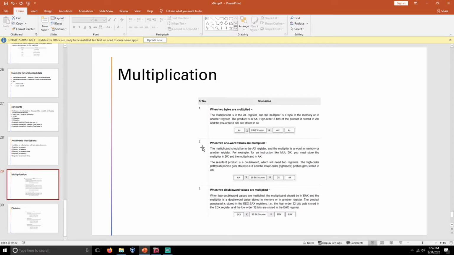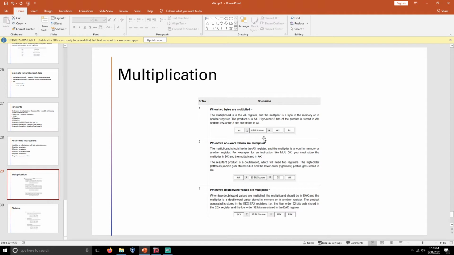In multiplication, when you are multiplying two numbers, the 8-bit source register and AL, the lower 8 bits will get stored in the AL register, and the higher 8 bits will get stored into the AH register. So the combination of AH and AL is called AX, known as the accumulator register.